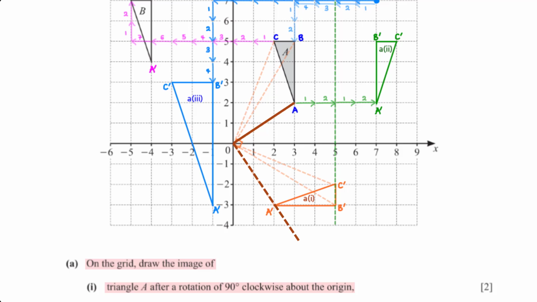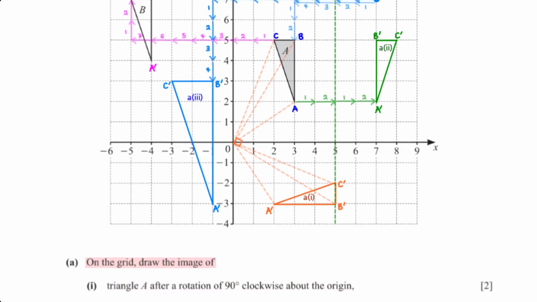The final step is to now mark the new position of point A on this line such that the distance from this new position to the origin is the same as the distance from the origin to the original position of point A. After repeating the same process for all the vertices on triangle A, we are now able to map out the rotated image of triangle A.